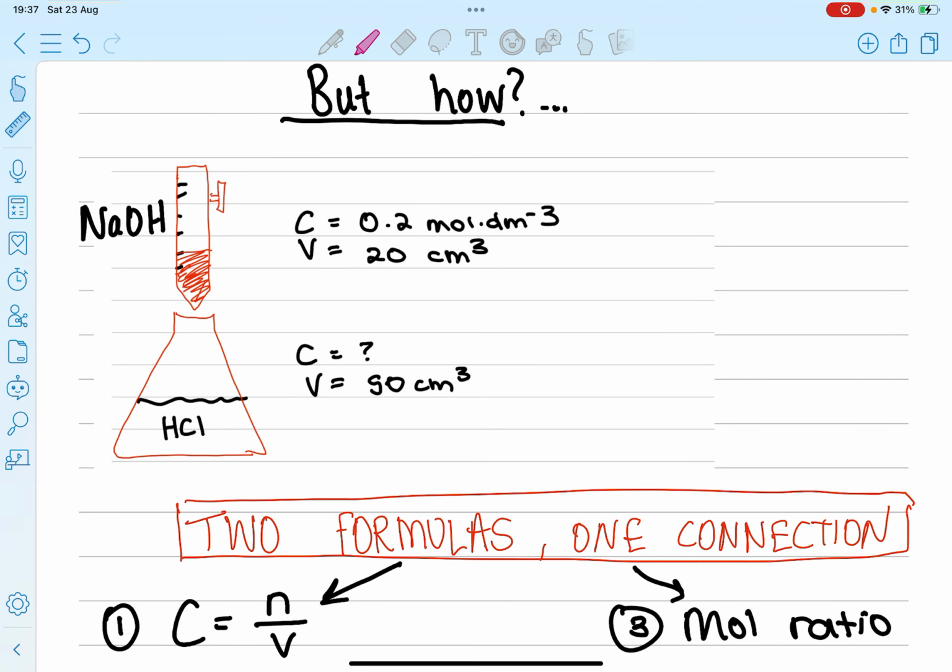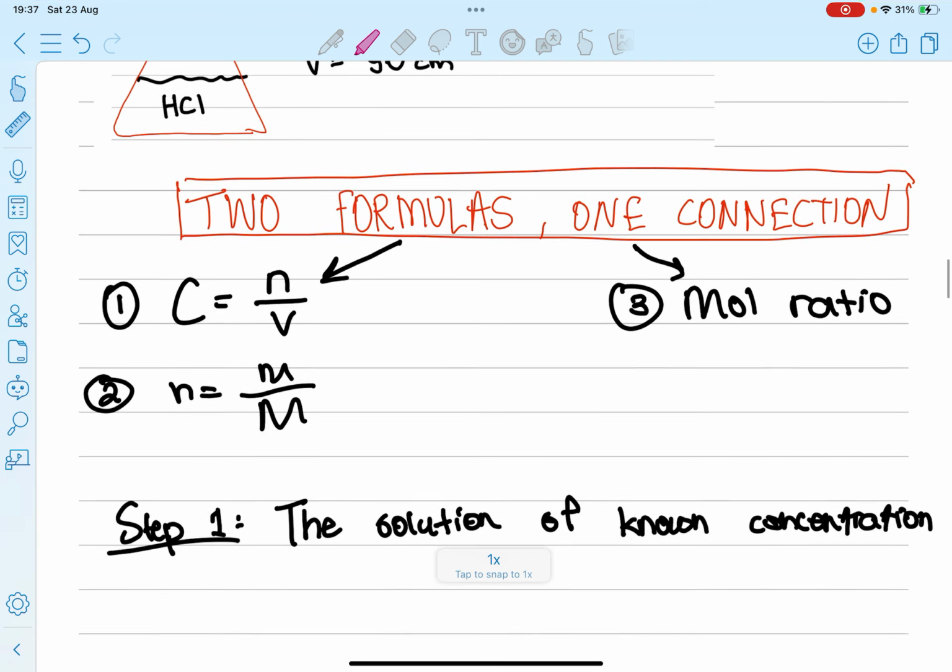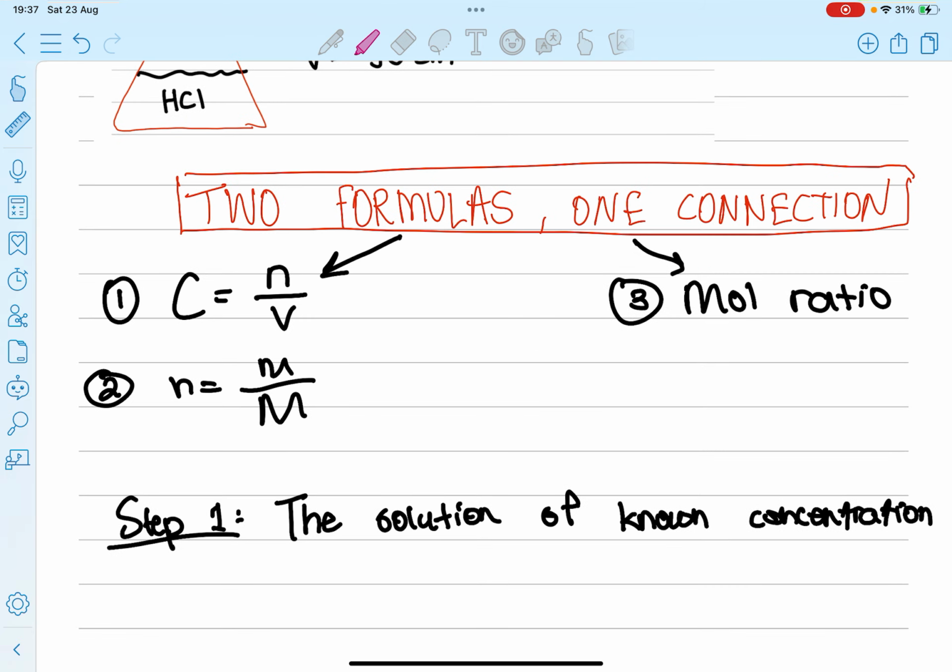Cool. So now we're going to look into how we can use the known concentration of our base to find the unknown concentration of our acid. And there's this little phrase that I like to use called 2 formulas, 1 connection. Because here we usually use 2 formulas, where if you're given the concentration, you can use the concentration formula.